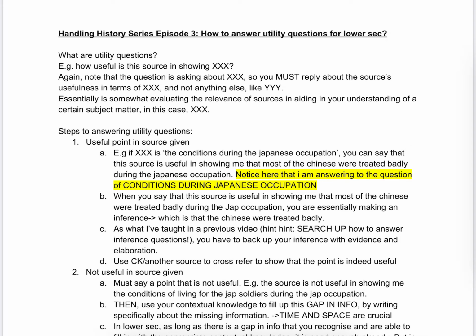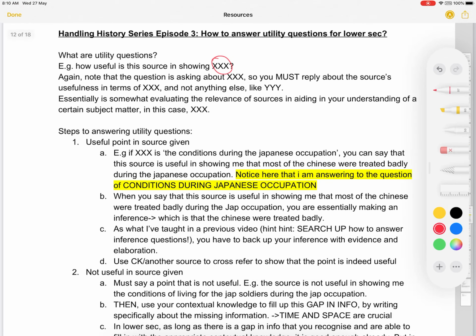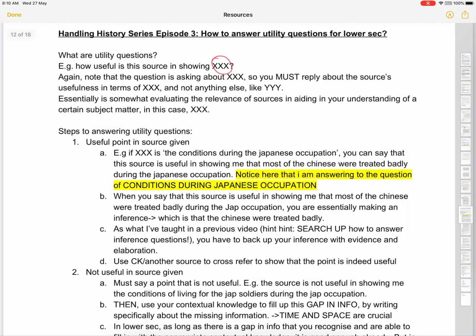So what are utility questions? Some examples are, how useful is this source in showing XXX? Again, note that the question is asking for X, and so you must reply about the source's usefulness in terms of X and not anything else, to give you scope and focus as well. So essentially, this is somewhat like evaluating the relevance of sources in aiding your understanding of a certain subject matter. In this case, it's XXX.